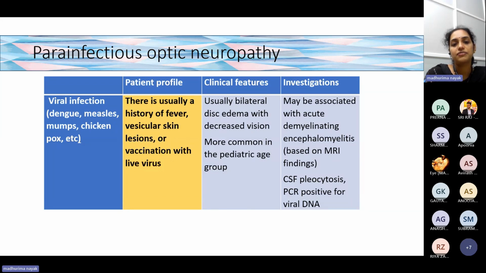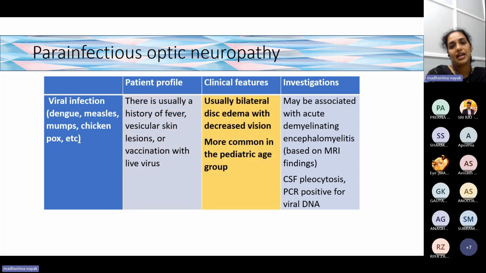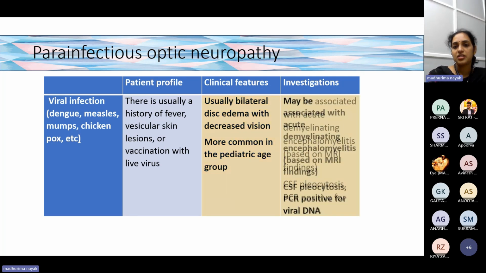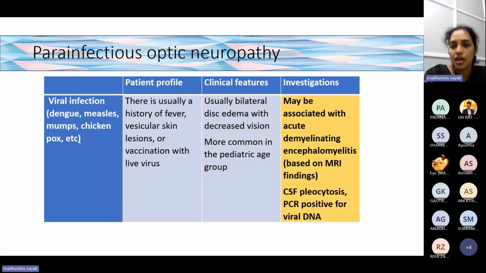So there will be a history of fever or skin rash, or even a vaccination history, and it can present with optic neuropathy. It tends to be bilateral, and there is usually a disc edema with decreased vision. It's more common in the pediatric age group, and the recovery is also quite good. They can have features of ADEM on MRI. And if you want to really know what the virus was, you can go ahead for a PCR test.